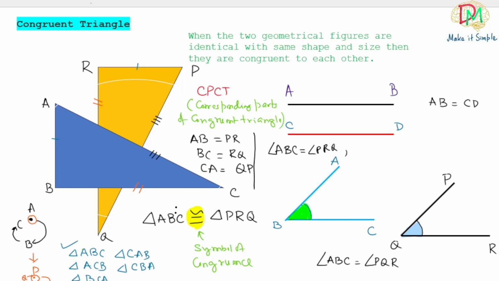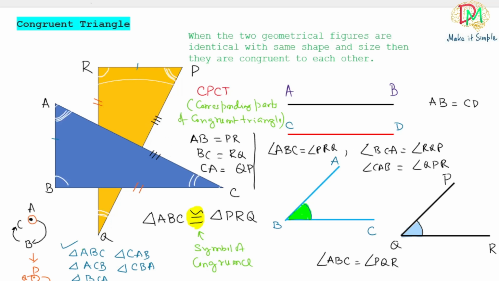Next we can write BCA. Now look at this BCA. Without looking at the figure, we can write, B is the middle alphabet, so we write RQP. Now verify with this figure, BCA. This is the smallest angle, so RQP. So this is the smallest. Clear? Then CAB, so QPR.